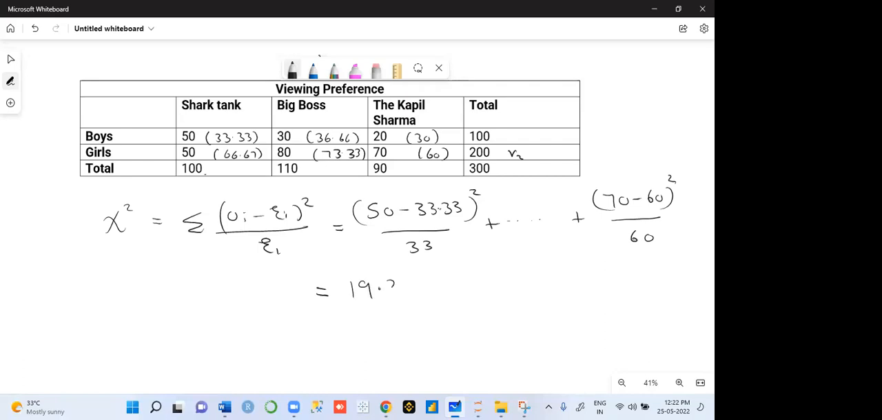$19.31. How much is degree of freedom? Are you getting the same thing?